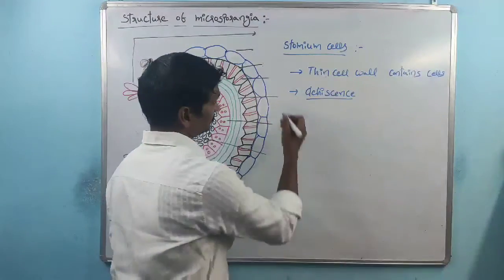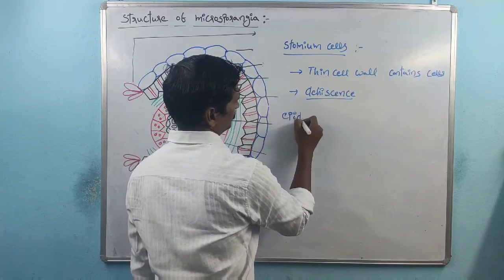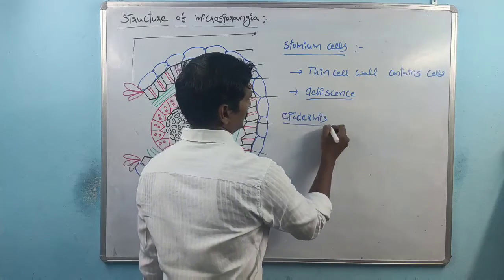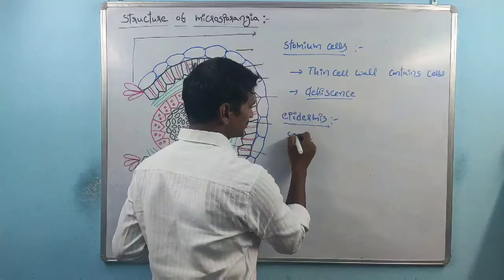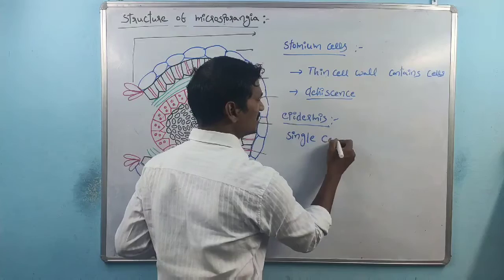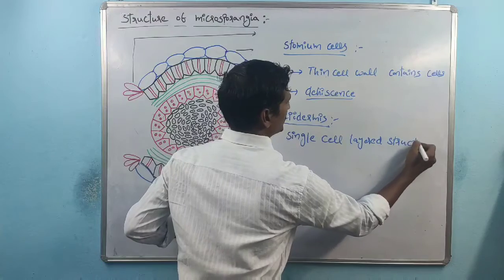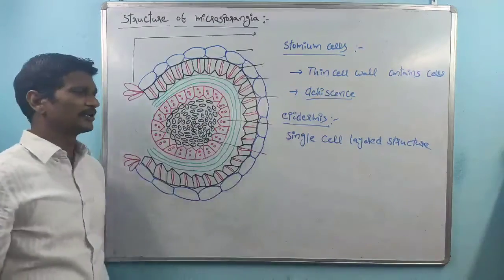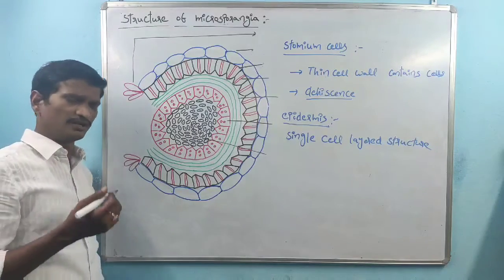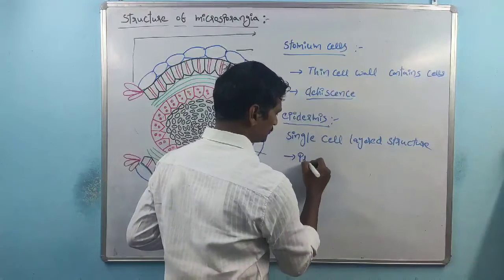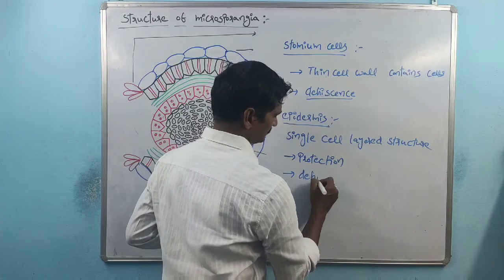And coming to the next one, the epidermis. Epidermis is a single layered structure. Epidermis is made up of single layered cells. This one is majorly involved in protection, it protects the inner tissues. The other one is the dehiscence.